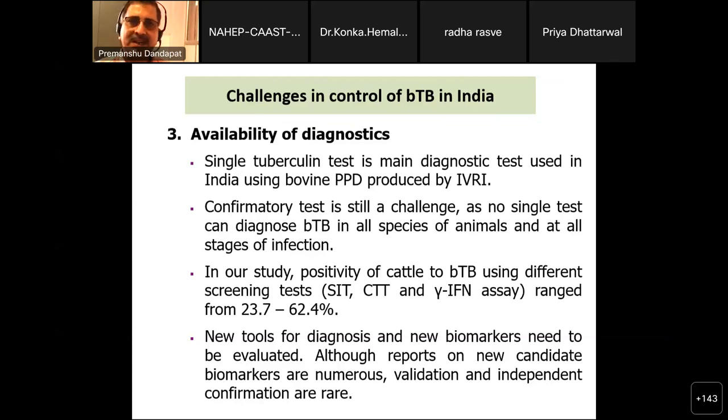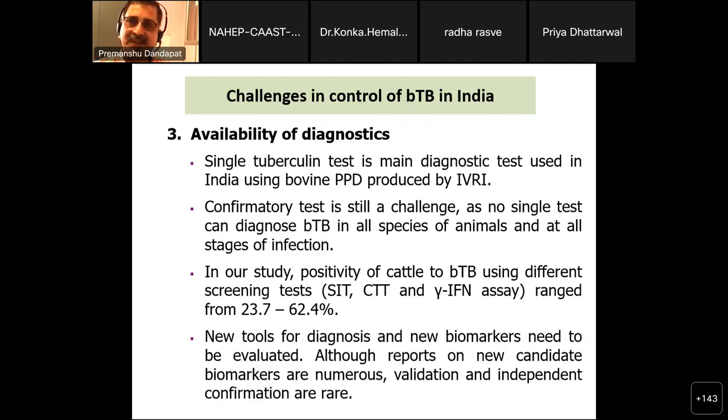Now, I'll just come to the last point, what are the different control strategies which can be adopted. One of them is the vaccination strategy, because the European or the American countries, even Australia and New Zealand, have controlled or eradicated the disease through test and slaughter policy. In our country, it's almost impossible. Due to some religious reasons, we can't slaughter. And moreover, giving compensation is a huge task because we have lots of TB positive animals. It's almost impossible. So the most probable strategy is the vaccination.